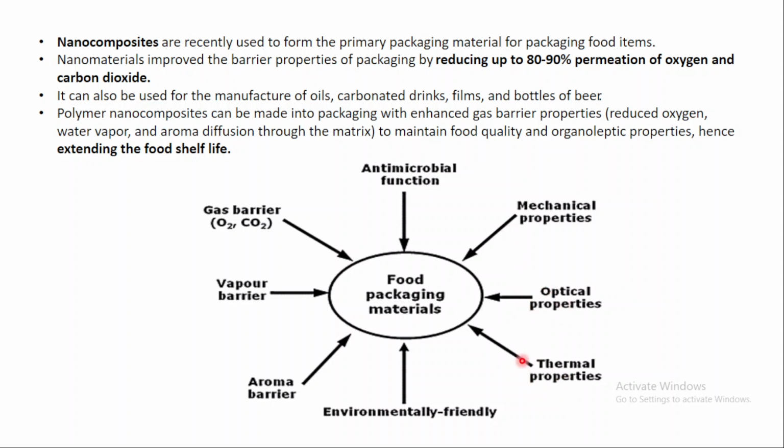Optical properties, thermal properties will maintain the food temperature. The packaging material should be environmentally friendly. Aroma barrier, to keep the aroma locked inside. Gas barrier, so that outer oxygen and carbon dioxide may not come in contact with the food, and a vapor barrier. So all these kinds of properties make a good food packaging material, which is provided by polymer nanocomposites.